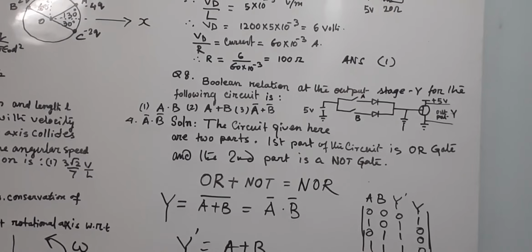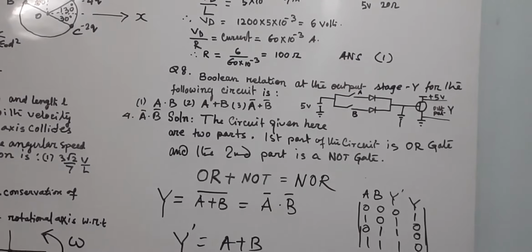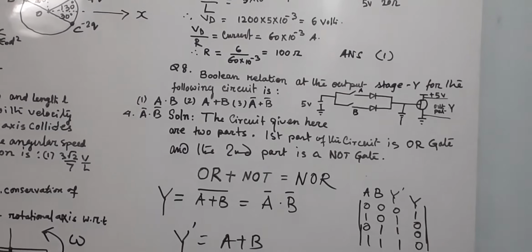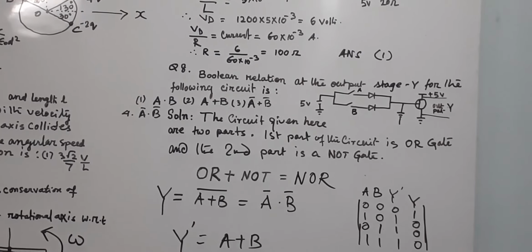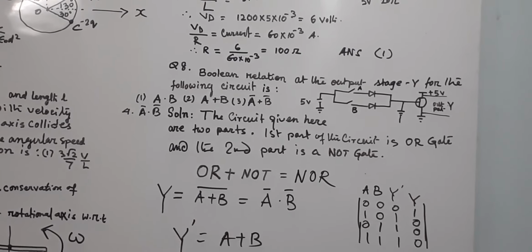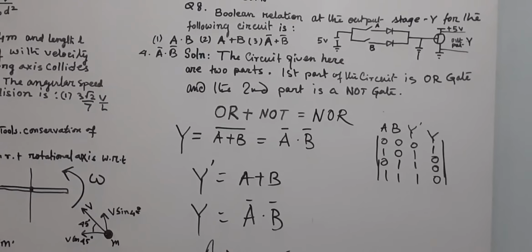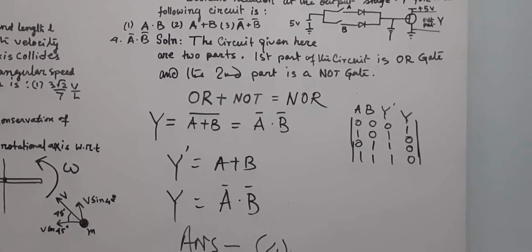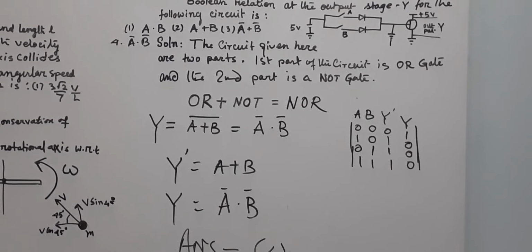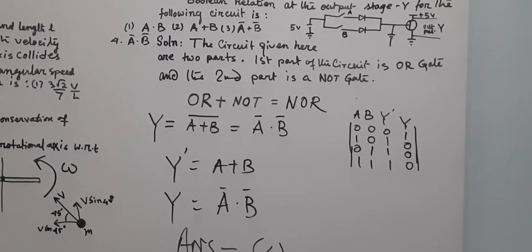Now, as we have to find the resistance, Vd over resistance will give current, and the current is provided in the question, that is 60 into 10 to the minus 3 ampere. So, the resistance will be 100 ohm, that matches with choice number 1. So, the answer will be choice number 1. Next question is question number 8. The Boolean relation at the output stage Y for the following circuit is. There are 4 choices. Solution.